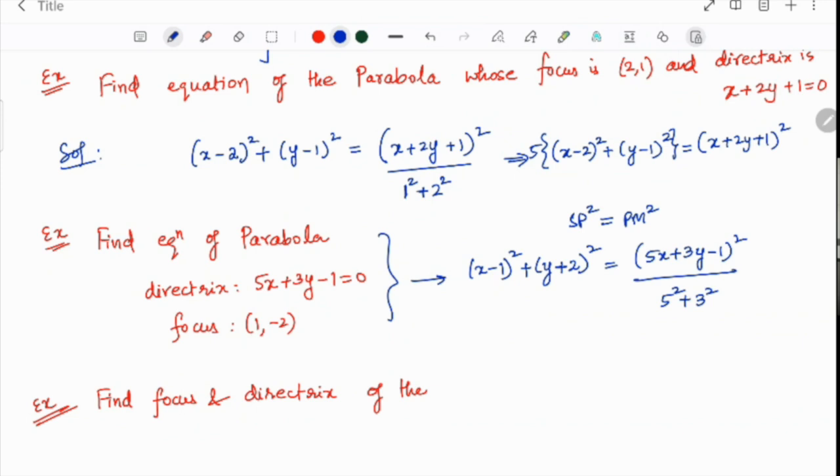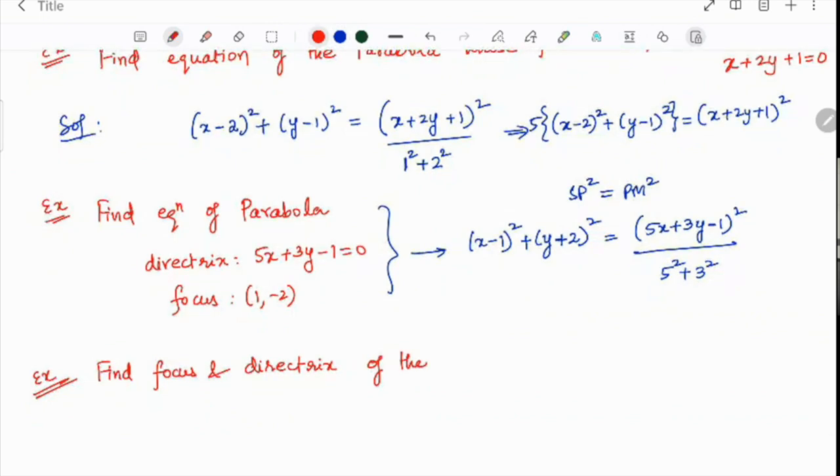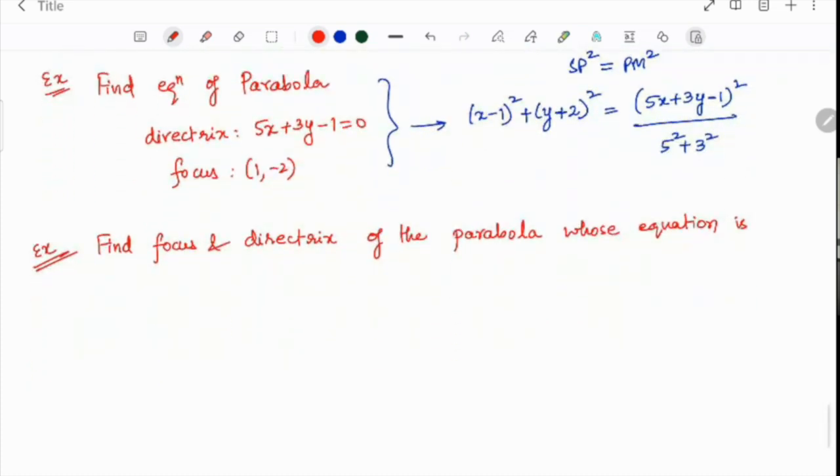Okay, so I'm changing the question a little bit. Find the focus and directrix of the parabola whose equation is x plus 1 whole square plus y minus 2 whole square is equal to 3x plus y plus 5 whole square divided by 10.